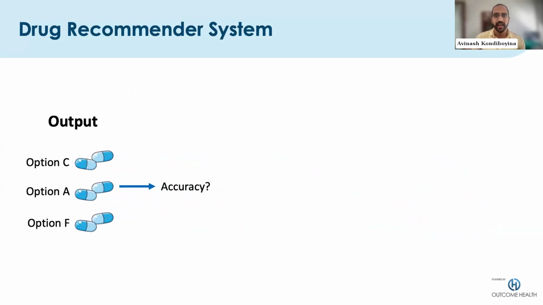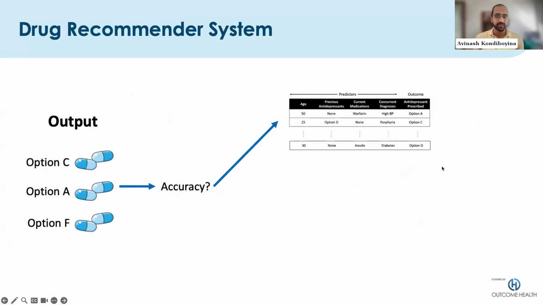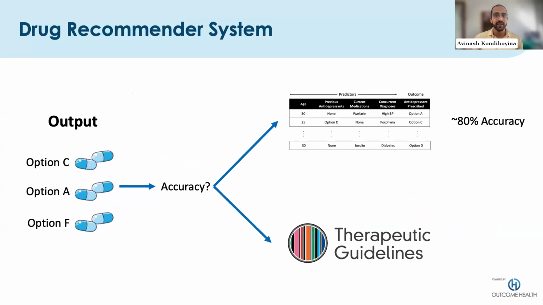The main method of checking the accuracy of any machine learning model is to check its output against the dataset it was trained on. Using this traditional route, we found that our model had 80% accuracy, which sounds pretty good. However, we also wanted to test the accuracy against the therapeutic guidelines. Therapeutic guidelines is a leading source of independent, evidence-based, practical treatment advice for clinicians working at the point of care. Our accuracy when using the therapeutic guidelines was a mere 50%.